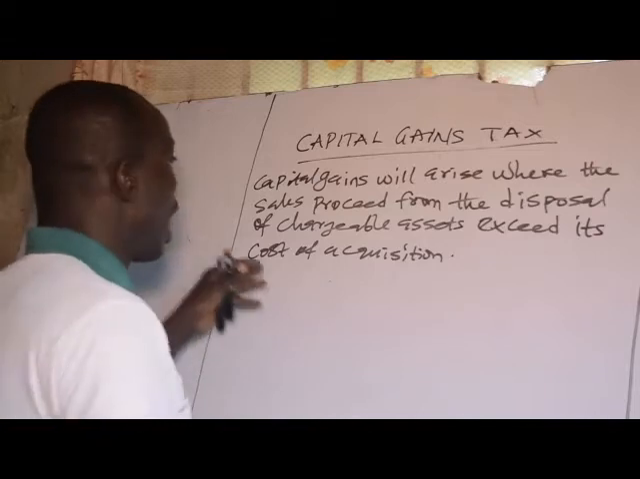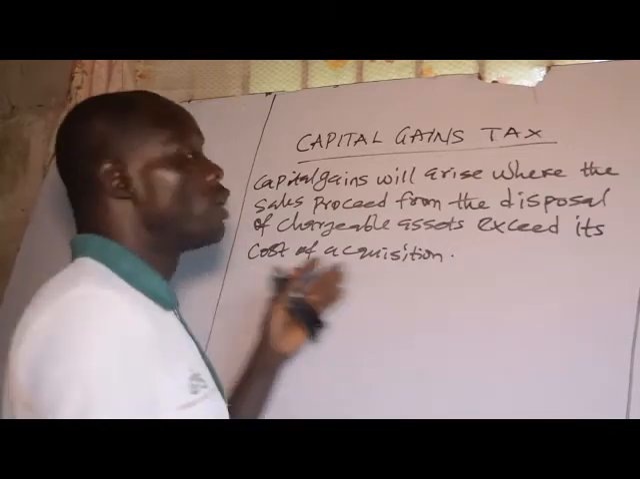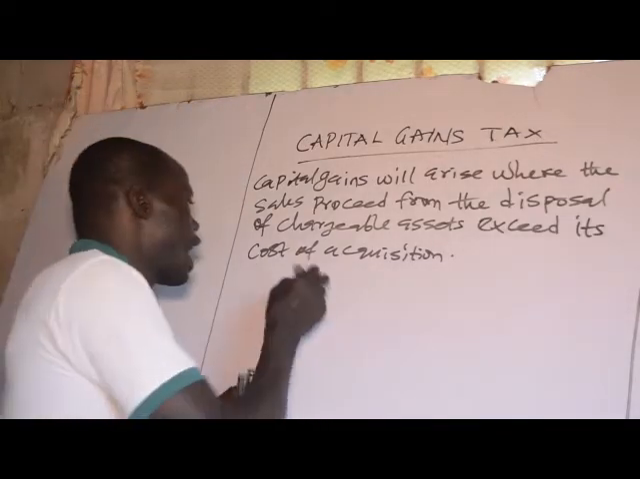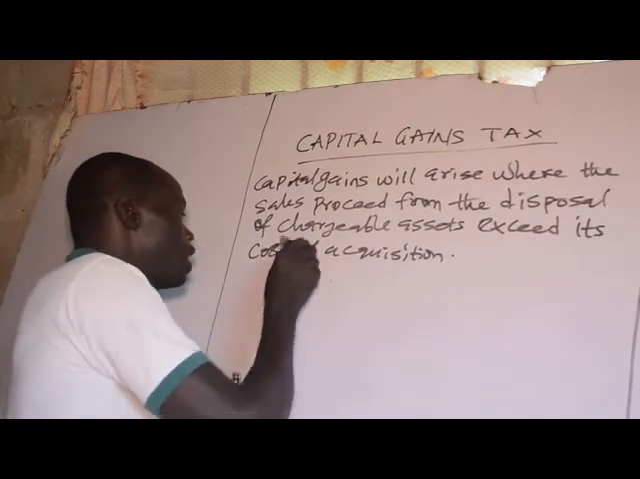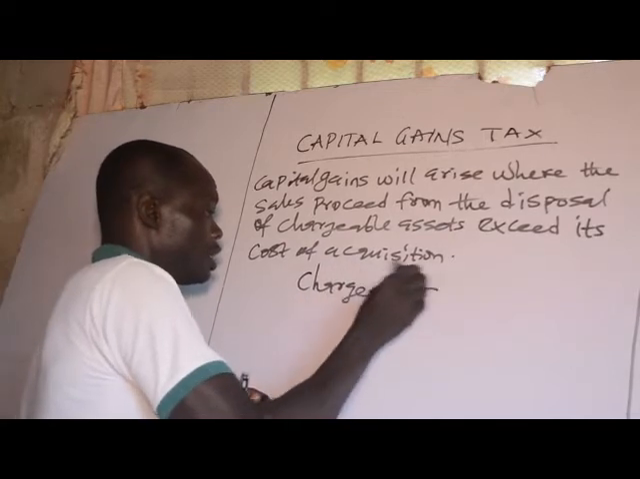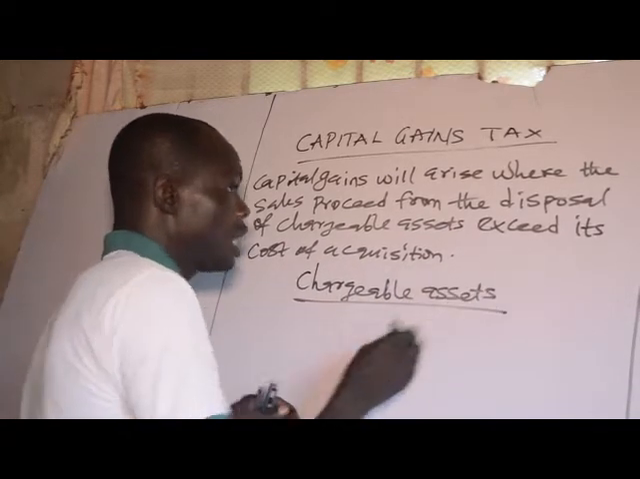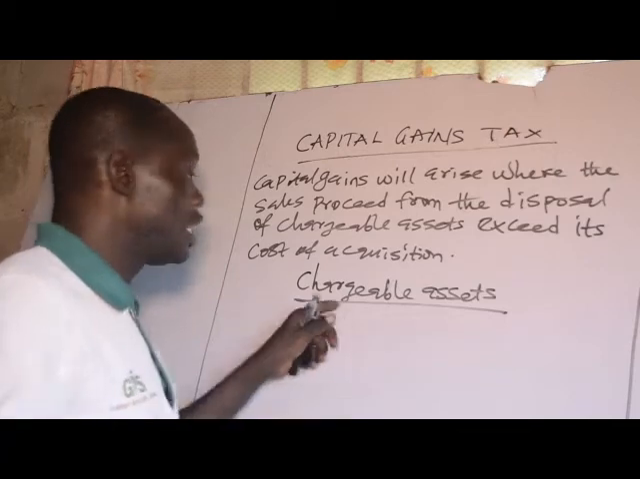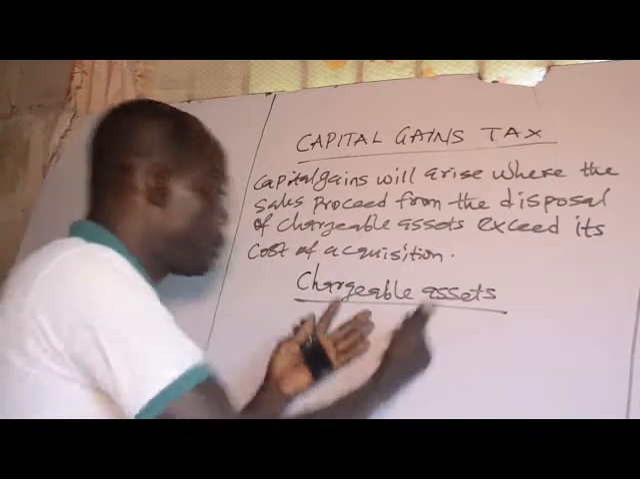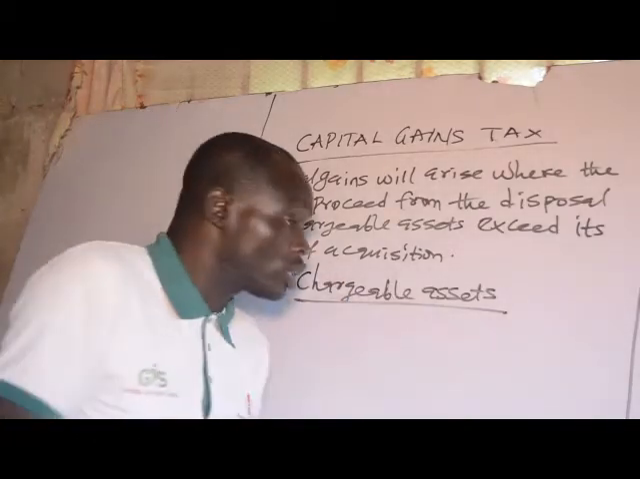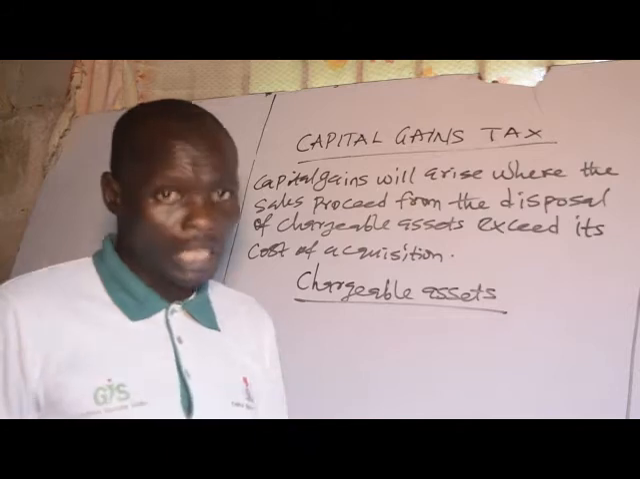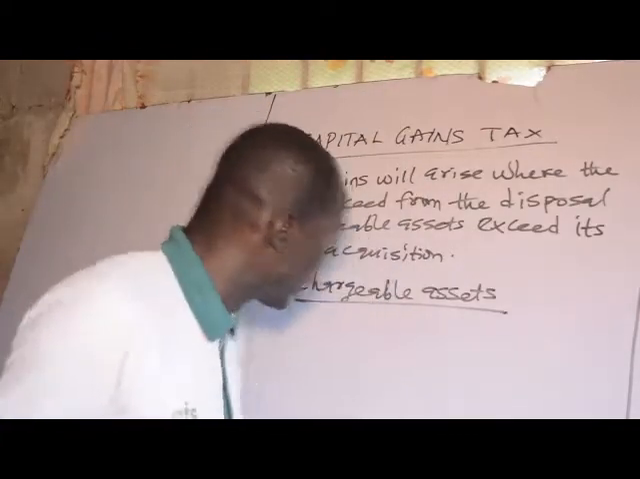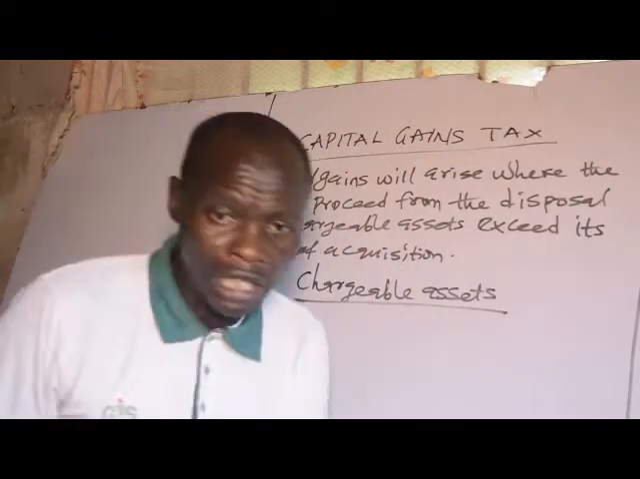Chargeable assets are assets whose disposal will result in chargeable gain. We call it chargeable assets. Chargeable assets are all forms of property, whether situated in Nigeria or not. I've told you that chargeable assets are assets whose disposal will result in chargeable gains, and that they are all forms of property, whether situated in Nigeria or not.